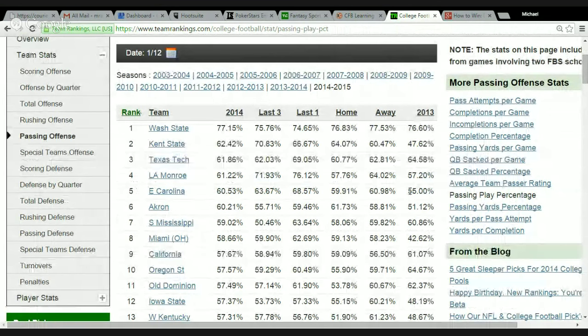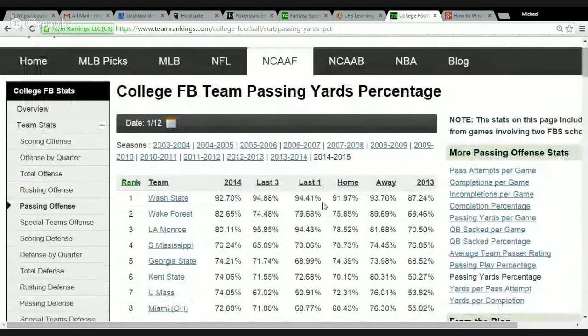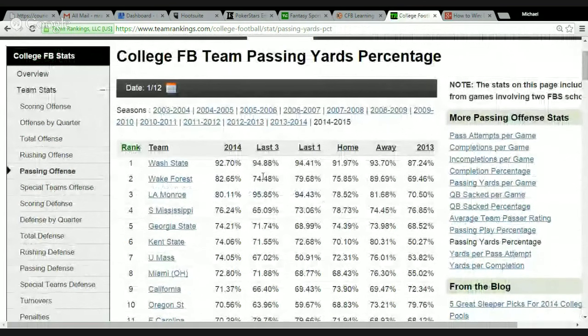Keep in mind if the team is going to change the coordinator or the head coach. But at Washington State, we're going to be good there. This is insane. Washington State, 93% of their yardage comes from the air, which is absolutely insane. So those Washington State wide receivers, those Washington State quarterbacks are definitely somebody you want to look at on a week-to-week basis. So we're going to hop back out of here.